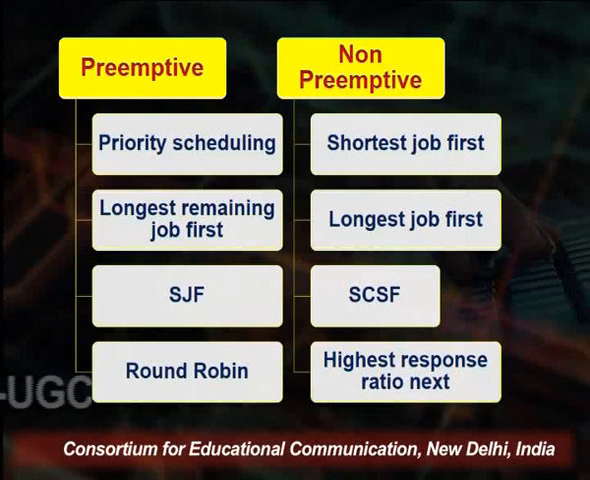The figure shows which particular scheduling algorithm falls under which category, whether it falls under preemptive scheduling or non-preemptive scheduling. In non-preemptive scheduling, as we have seen, once the CPU has been allocated to a process, the process keeps the CPU until it releases it either by terminating or by switching to a waiting state, that is, 1 and 4.